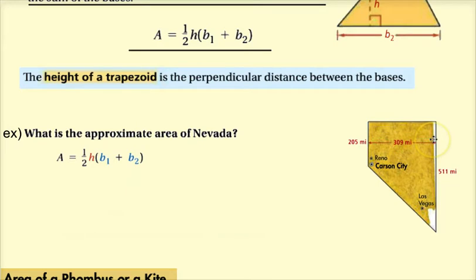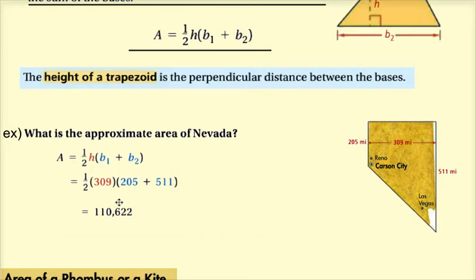So 1/2, 309, parentheses. And my bases right here are the parallel sides. So one base is 205, and one base is 511. So I'm going to do 1/2 of height, 309, parentheses 205 plus 511. And then you're just going to add these together, multiply it times 309 times 1/2. You can have your calculator do the whole thing for you. So that's a trapezoid, and the formula is 1/2 the height, base 1 plus base 2.